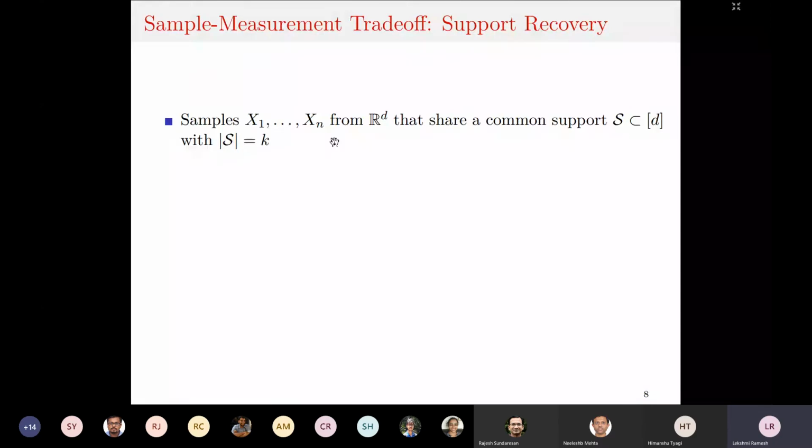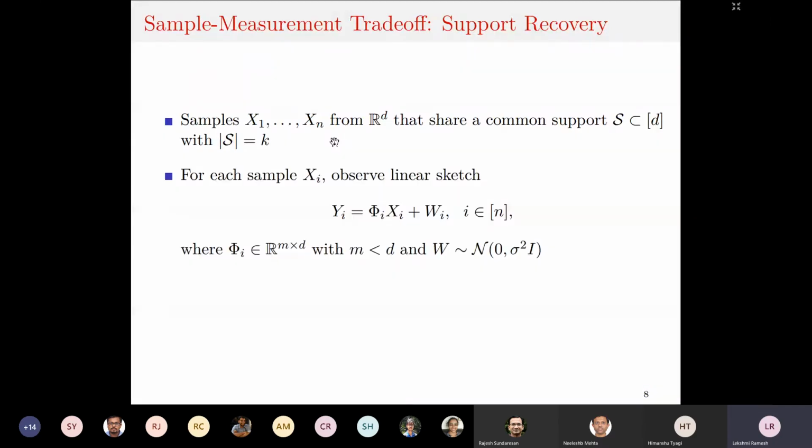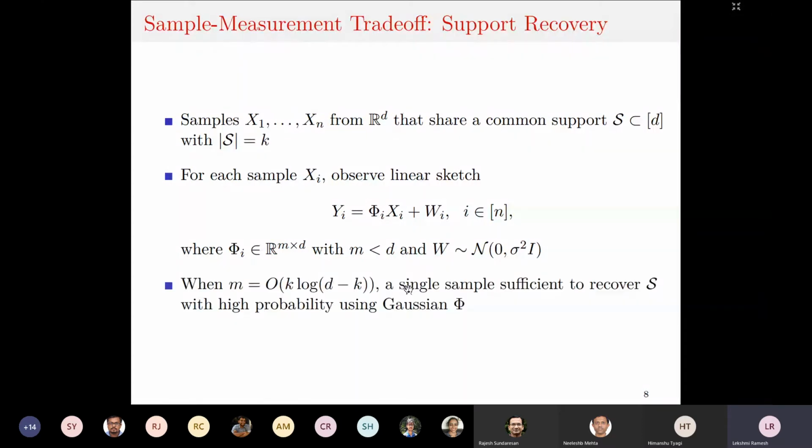And so in the single sample setting, it is known that if you have k log d minus k measurements, then you can recover the support with high probability using Gaussian phi. If you have these many measurements, then even a single sample is sufficient. And the question is, what happens when you have multiple samples, and whether you can operate with m even smaller than k per sample.